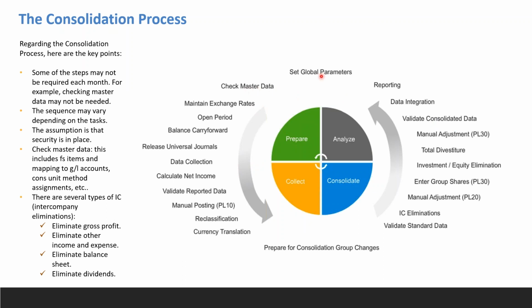So here we can see this. We are going to set the global parameters, how we are setting the controlling area, the same way for which period and for which particular financial year you want to perform this group reporting. Once we set that, then we have master data, exchange rates will be maintained in the system. Then we have to open the period. The balance carry forward will be performed only at the end of the year. So release of the universal journal.